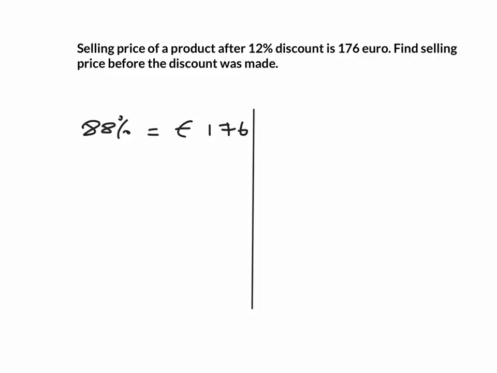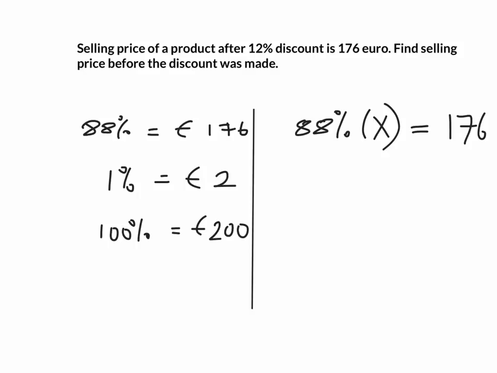So we know what 88% is worth. It's worth 176. So we need to go down from 88% to maybe 1%, and then from 1% we can go up to 100%. So let's divide both sides by 88 to get this down to 1%. Dividing both sides by 88, we get 1% on the left hand side and €2 on the right hand side. So 1% is the equivalent of €2. To get what 100% is, we need to multiply both sides by 100. So therefore we can say that the original price of the product was €200.